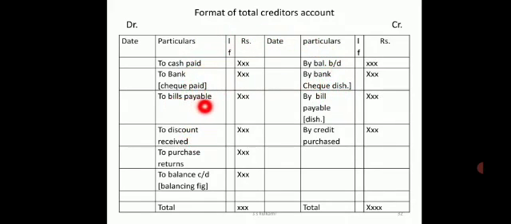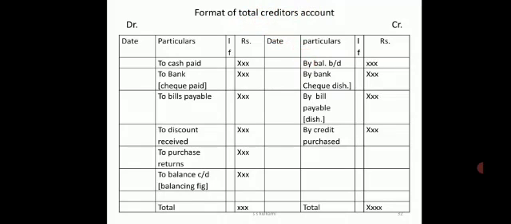So wherever bills payable will be there, it is taken as receivable, and when it is discount received in creditors account, it becomes discount allowed in debtors account. Purchase returns becomes sales returns for debtors. So both the accounts are just opposite to each other. But remember, when creditors account is prepared, we'll apply the rule of liabilities. When debtors account is prepared, we'll apply the rule of asset.